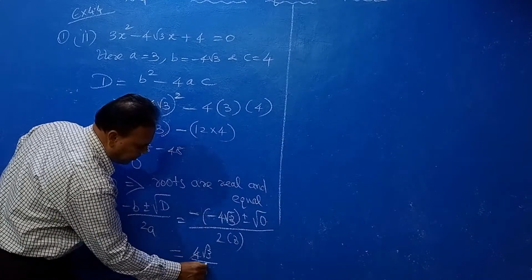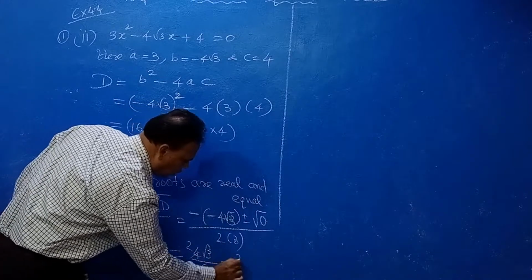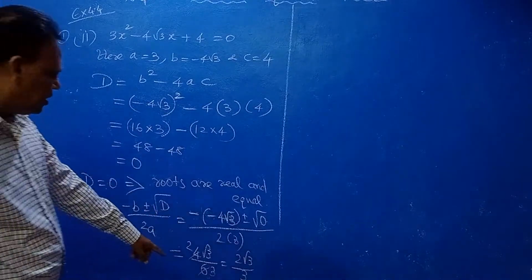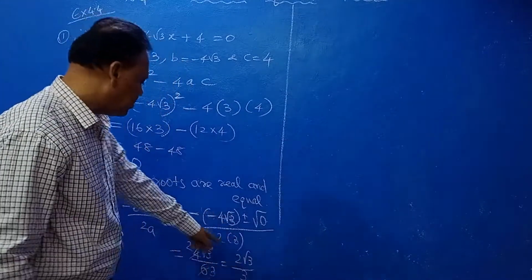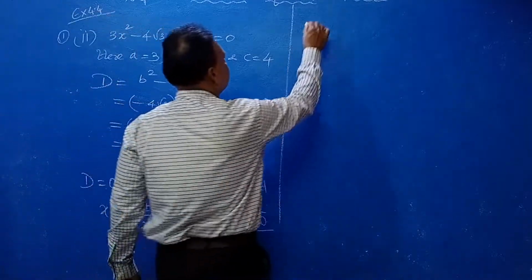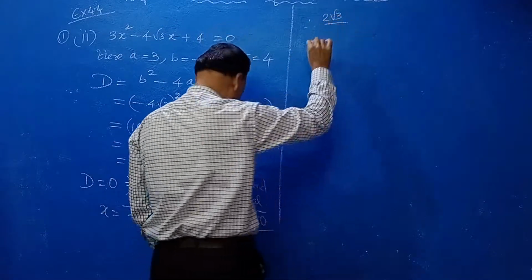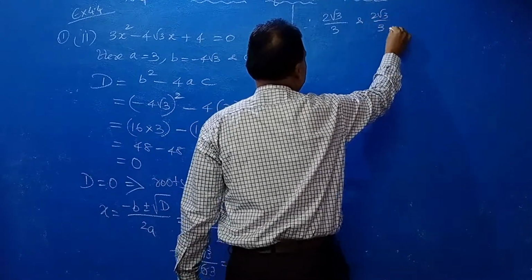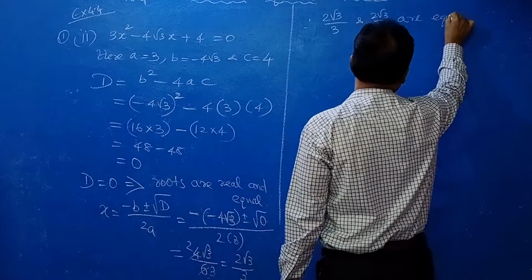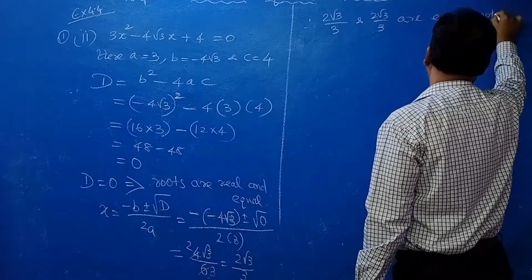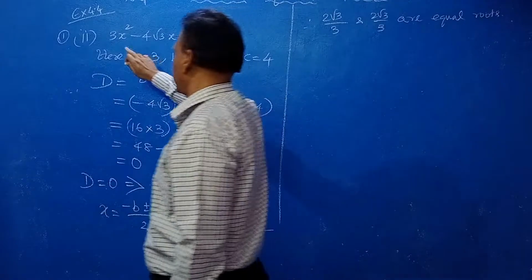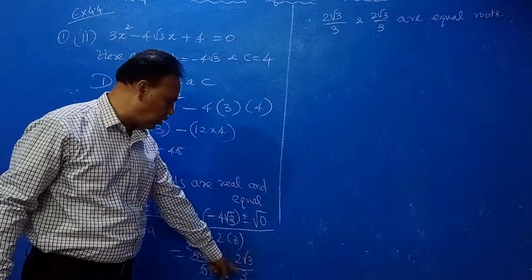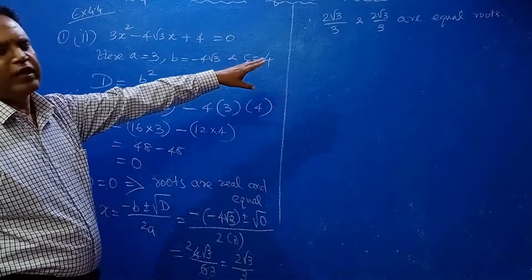Now we can simplify this. 2 times 3, so 2 root 3 by 3. So 2 root 3 by 3, that is equal roots. That means you can write the roots are equal: 2 root 3 by 3 and again 2 root 3 by 3, or equal roots of the given quadratic equation. Because a quadratic equation has 2 roots, here we are getting 2 root 3 by 3 twice.